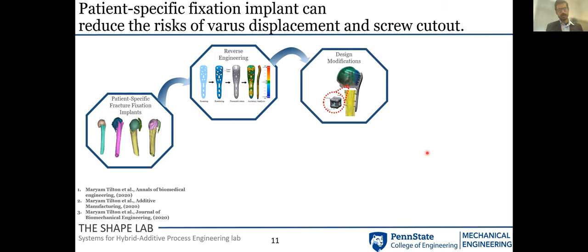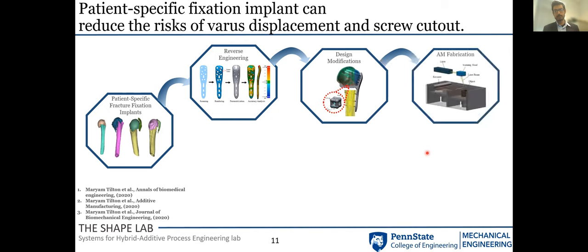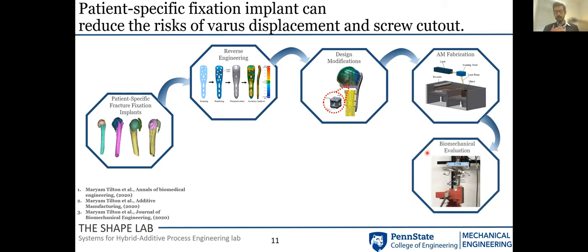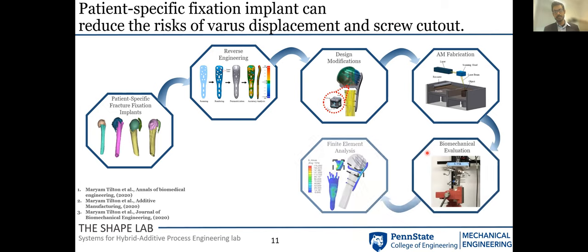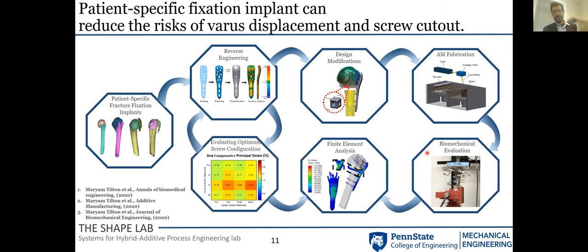So we looked at this particular fracture fixation implant and we reverse engineered it. We ran a whole bunch of finite element analysis on design modifications, trying to incorporate more osteogenerative surfaces. We fabricated it. We not only did static tests, but we also ran a million cycles in terms of biomechanical evaluation, and we compared that with finite element analysis. And the key thing that's very interesting here is, if you look at this particular reverse engineering snippet, you see a whole bunch of holes, and there is a very good reason for it.